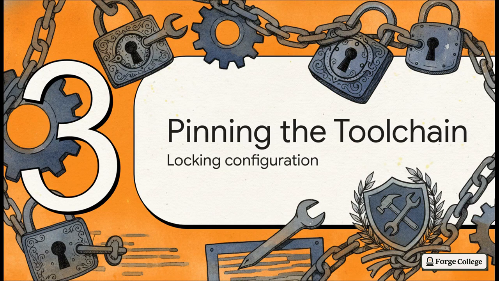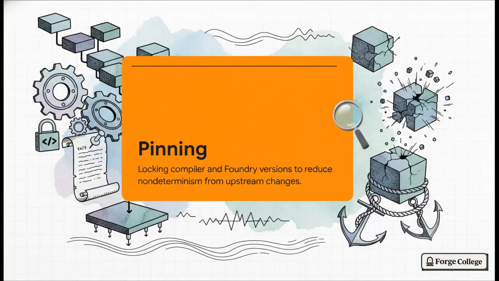Okay, section 3, pinning the toolchain. Now we're getting into the most crucial component of our foundry.toml file. So what exactly is pinning? Well, pinning is simply locking in a specific version of a tool, like your compiler, for instance, so that it never changes unexpectedly across different environments. It is literally the only way to avoid the subtle, maddening differences that get introduced by upstream compiler updates.